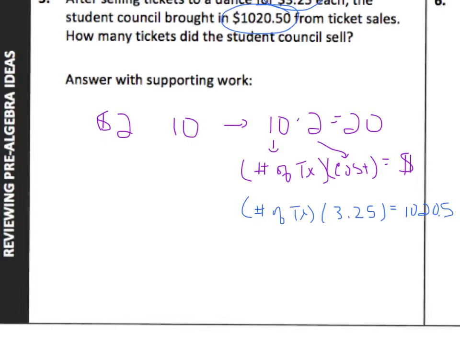I know you did a little bit of this in 8th grade. It's probably been a while since you have, though. But you have to think in terms of undoing an operation. So if I have this thing I don't know times 3.25, well, the opposite of multiplication is division. So if I take 1,020.50 and divide that by 3.25, I can see that the number of tickets is going to equal 314.